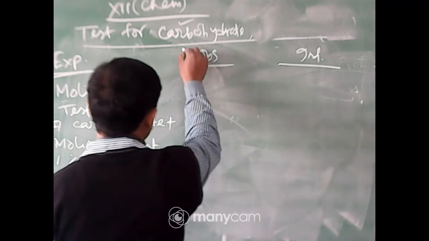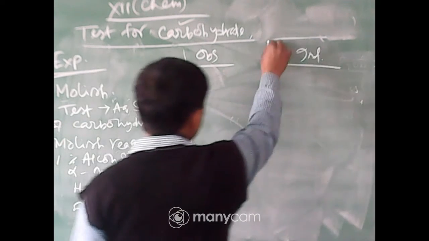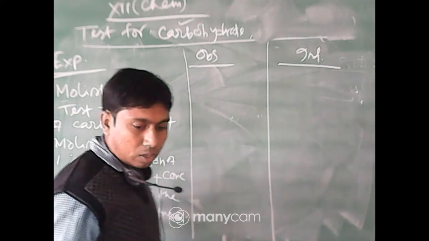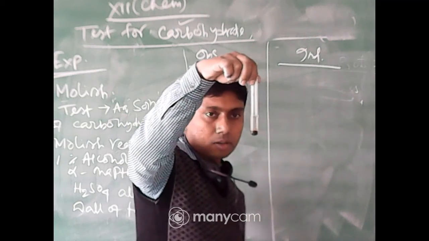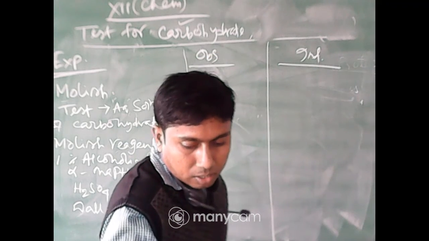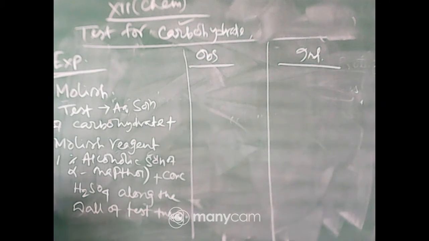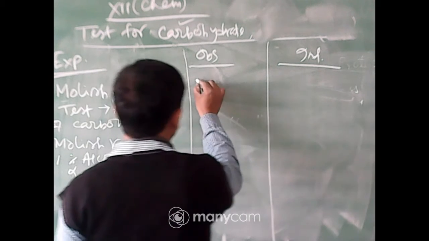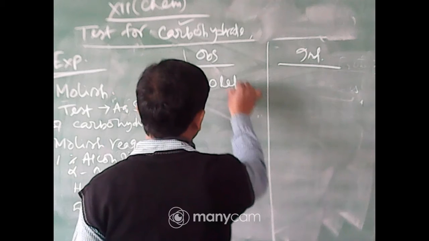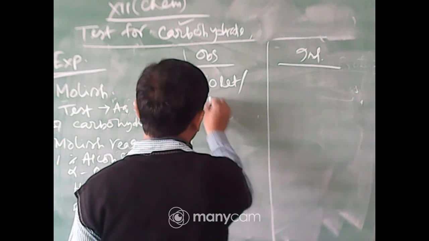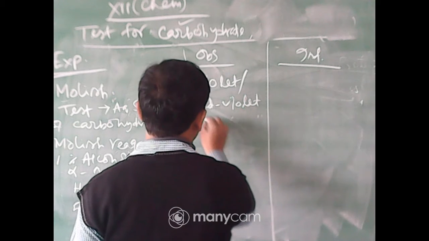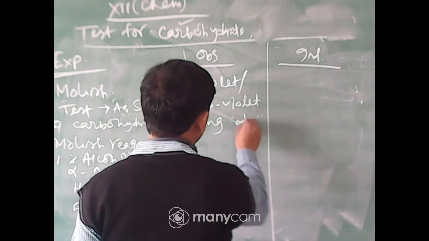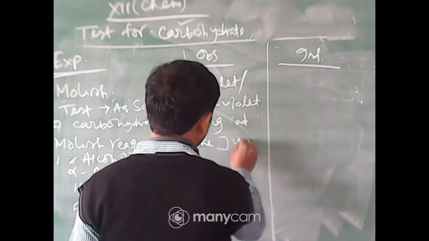Next one, observation. What do you observe here? This is the observation. Okay. So a ring is produced which is a red violet ring or violet ring, violet or red violet ring at the junction. Okay.